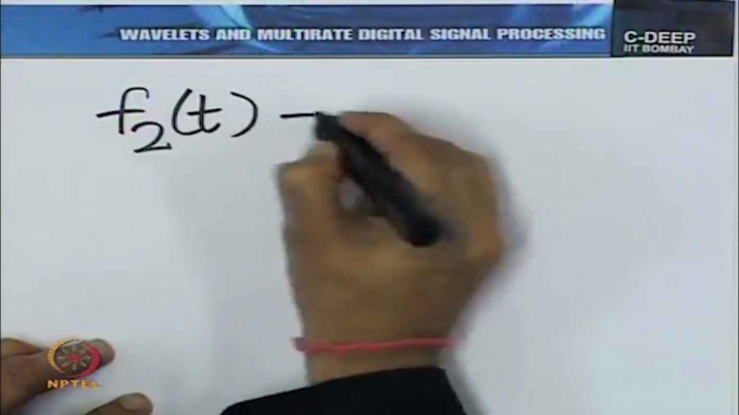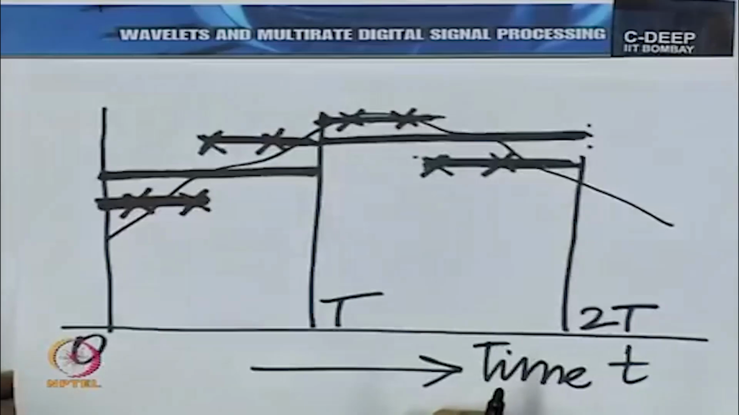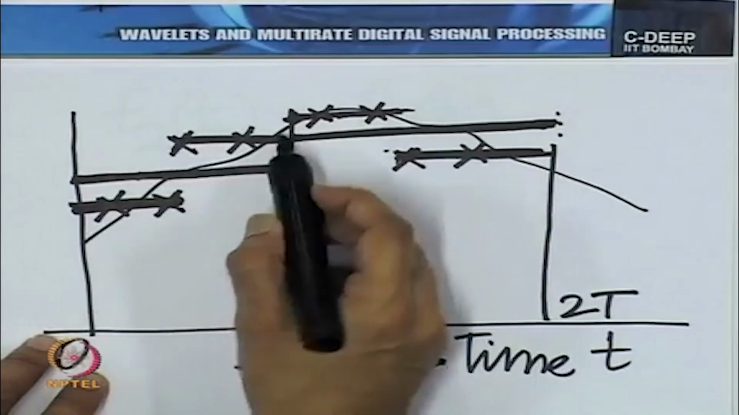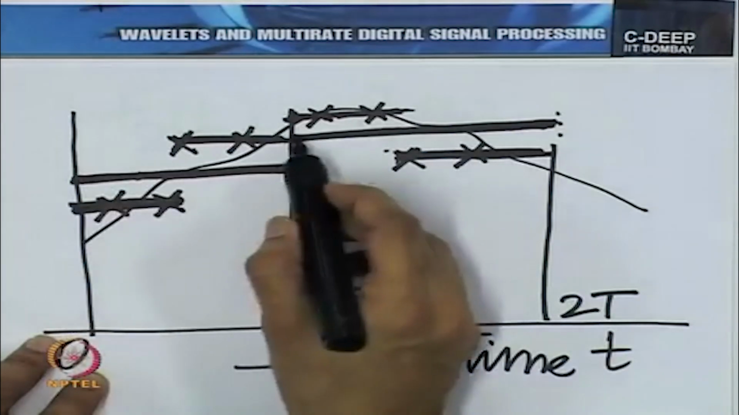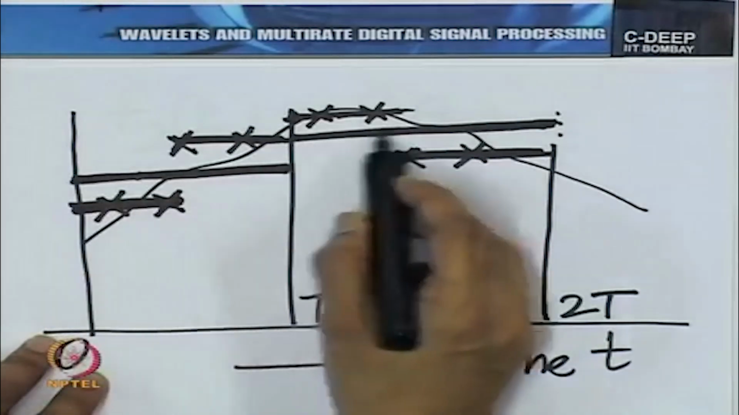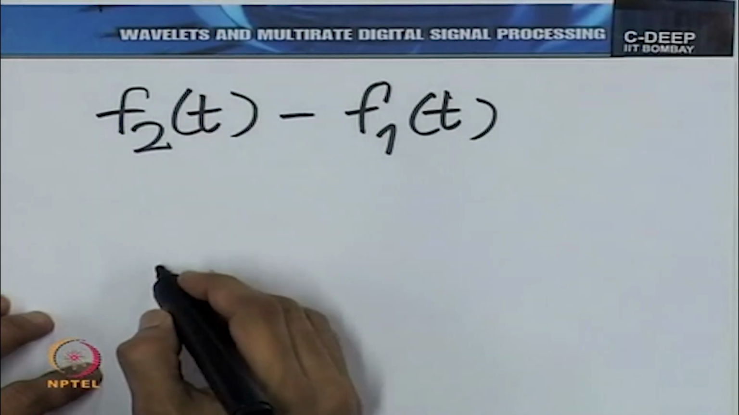So, now let us see how f2(t) minus f1(t) would look. It is very easy to see that f2(t) minus f1(t) has an appearance like this. Let me flash them before you, f2(t) and f1(t), just for a second here, so that you get a feel. This is f2 and this is f1, and visualize subtracting this from this. What would you get? A function that looks something like this.